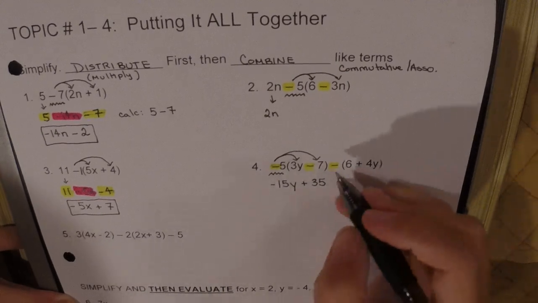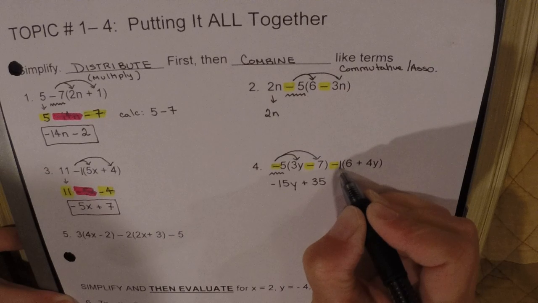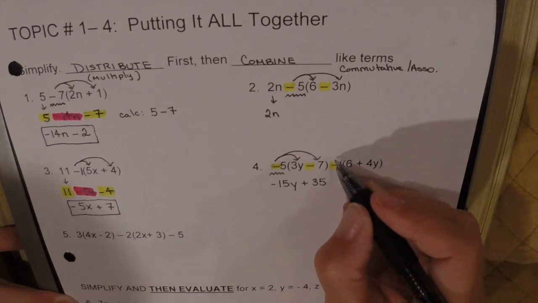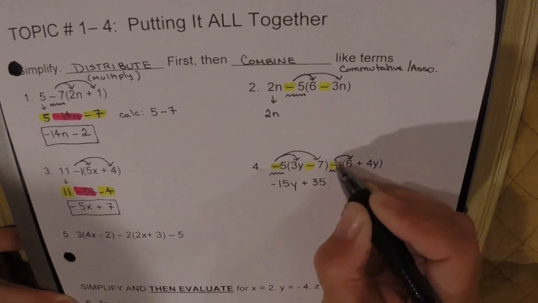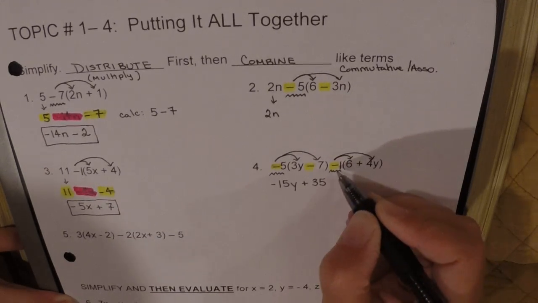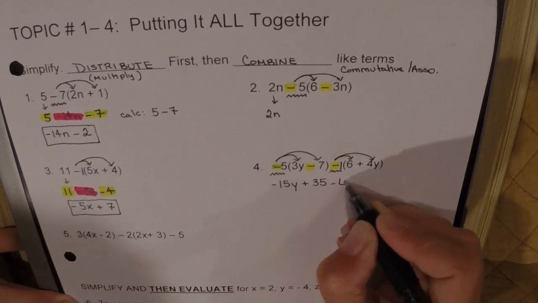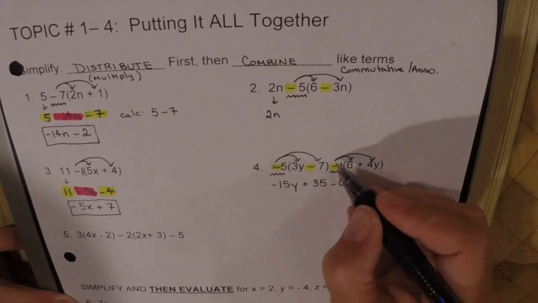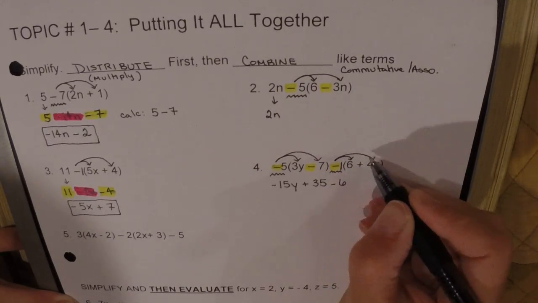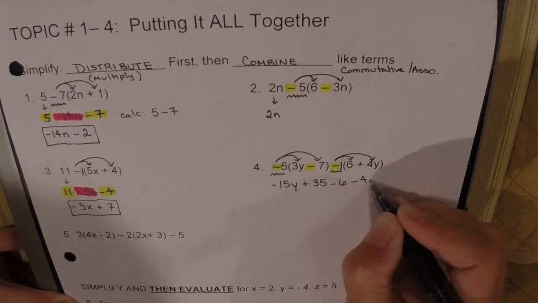Good. The second part, this is just a negative sign, so remember here's that imaginary 1. So I'm going to distribute this negative 1 into this set of parentheses. Negative 1 times 6 would be minus 6, or negative 6. And then negative 1 times positive 4 would give me negative 4y.